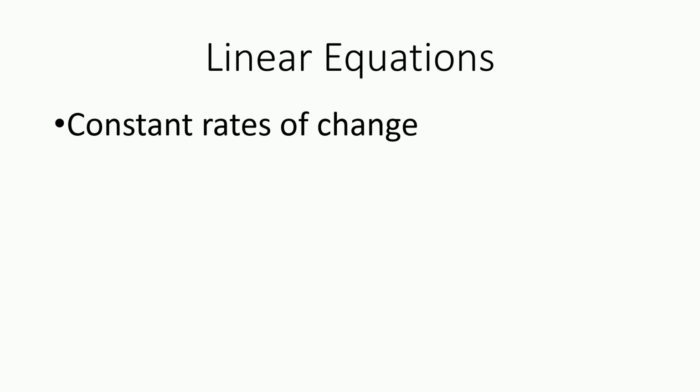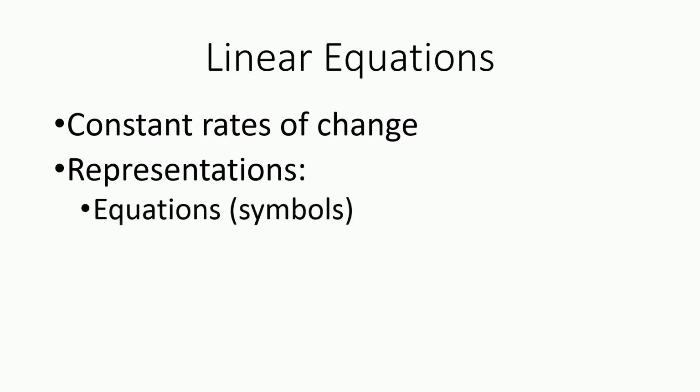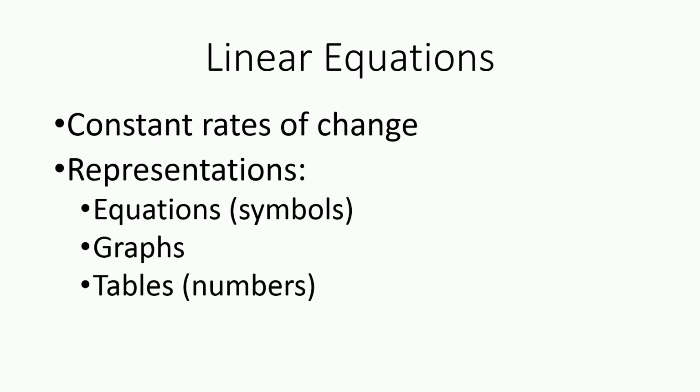And so we have multiple ways that we represent those linear equations. We use, of course, equations, which are in symbols. We graph them. We use tables, which is numerical. And then we use stories, which is words that describe a situation that has a constant rate of change. And that's the main thing that we need to pay attention to, is that constant rate of change. There will be other things that we'll talk about related to specific forms of linear equations. But the main thing to remember is that linear equations have a constant rate of change.